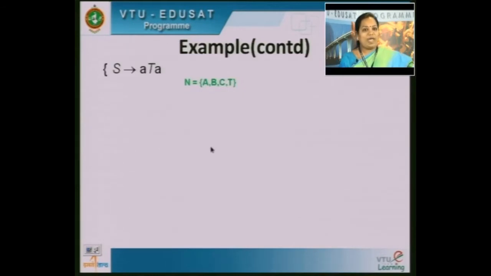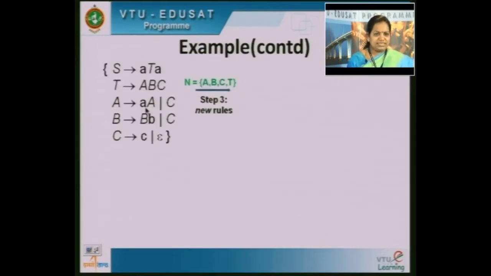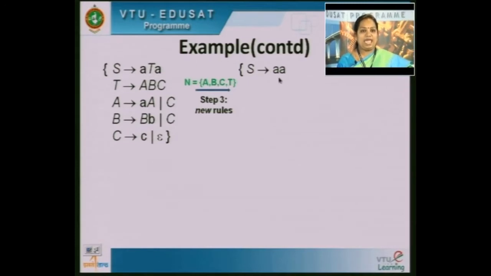As you know, this is the grammar and the nullable variables are A, B, C and T. In the third step, new rules are to be added. What is the first rule? S tends to ATA and T is nullable. Is T nullable? Yes. Then the new rule added is S tends to AA.